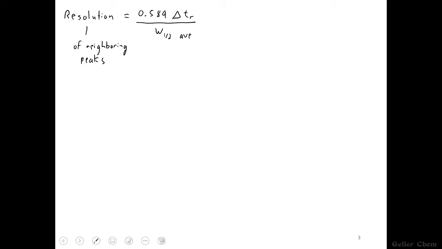So looking at this formula, we can see that the delta TR represents the difference in retention times. In other words, how far are the peaks away from each other? And the larger that difference is, the greater our resolution. That makes sense, right? The further apart two peaks are, the less chance they have of overlapping. On the other hand, the wider those peaks are on average, the better the chances that they'll start to overlap. So if this number goes up, resolution goes down. We see there's an inverse relationship here.